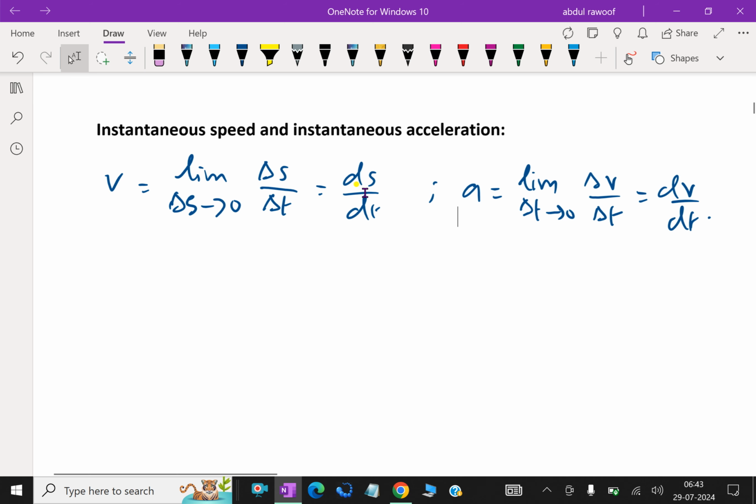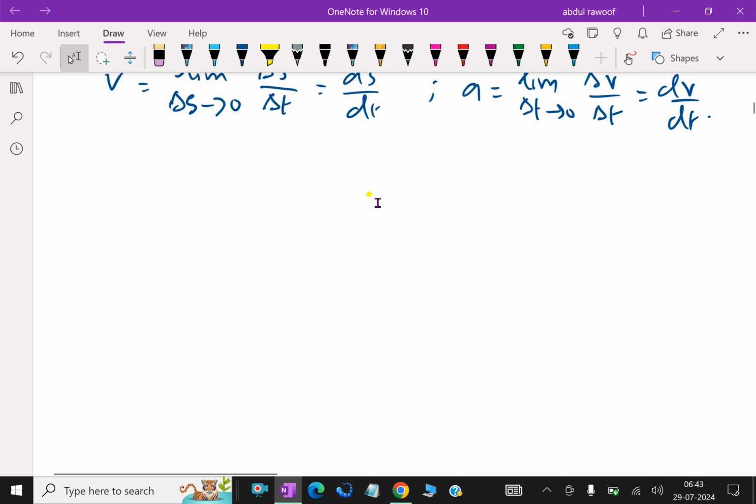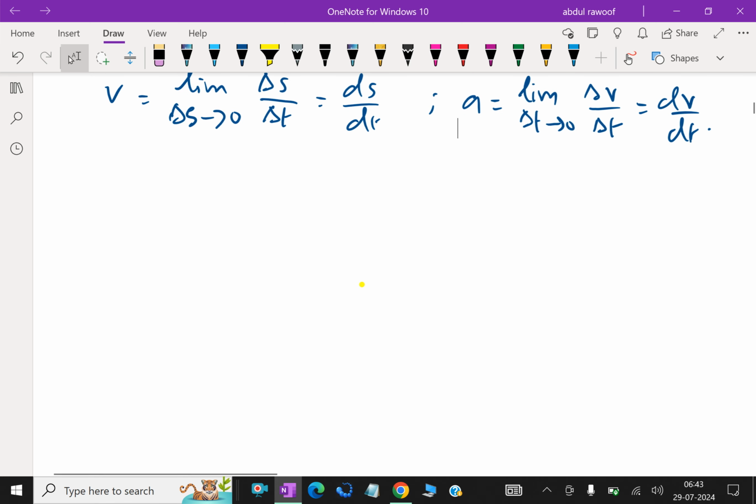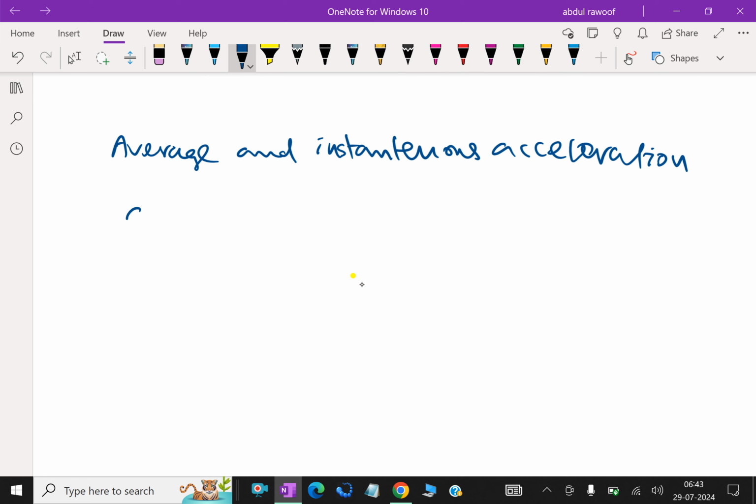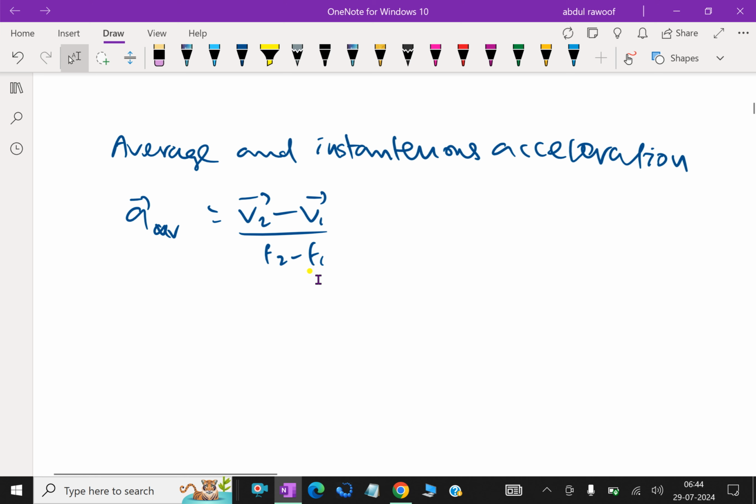Average and instantaneous acceleration. Average acceleration equals v2 minus v1 by t2 minus t1. That is change in velocity by time interval.